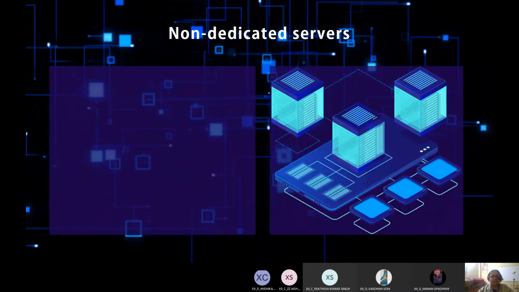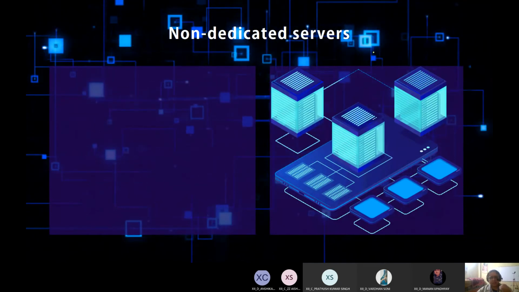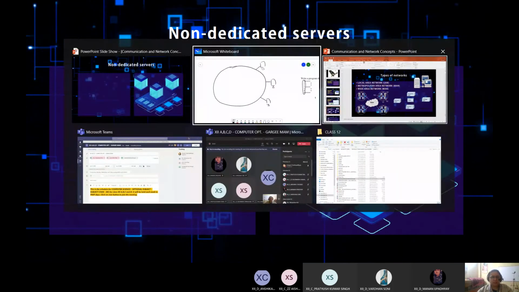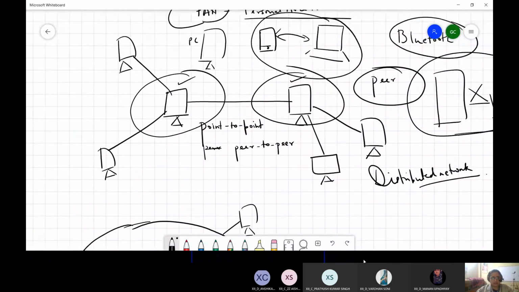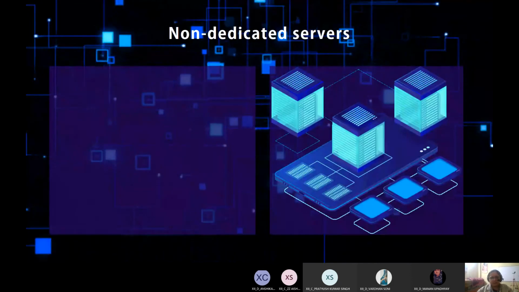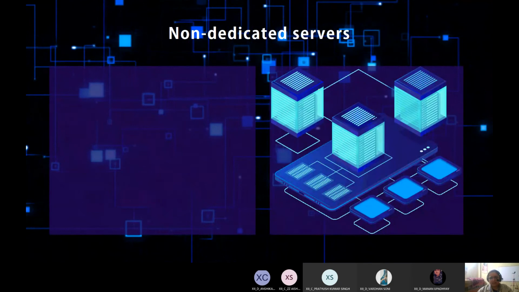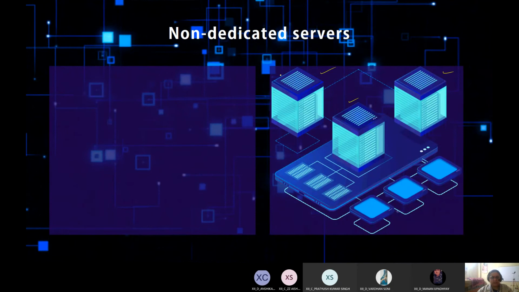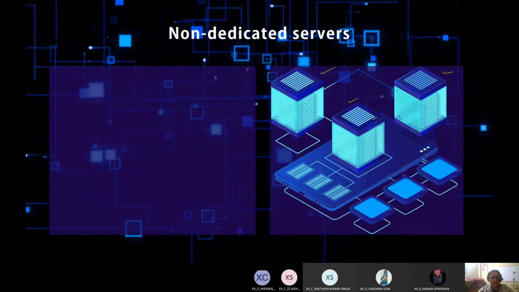Non-dedicated server. Because of this, in point-to-point networks, nodes connected to point networks, or computers connected to a point-to-point network or a peer-to-peer network, are very good candidates for non-dedicated servers. Right, so they can easily form non-dedicated servers. So here you can see a small image which I have taken, where this represents a standalone server, and you can see all three servers are at the same level.